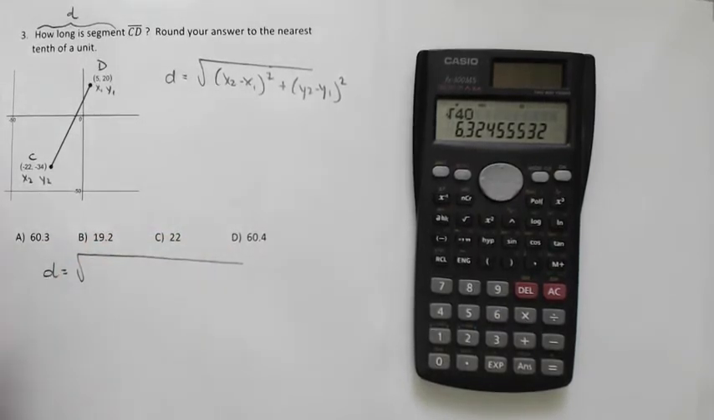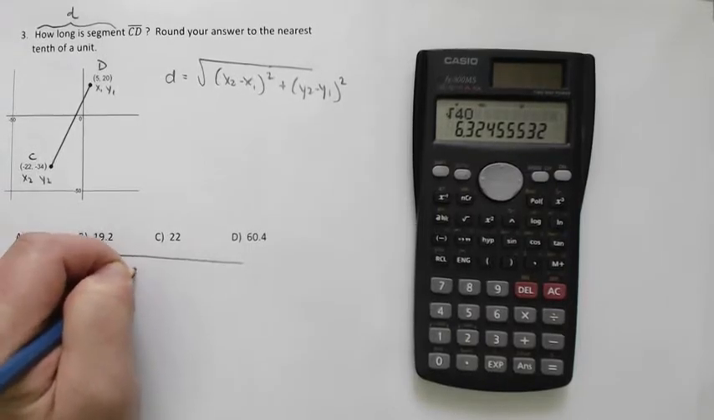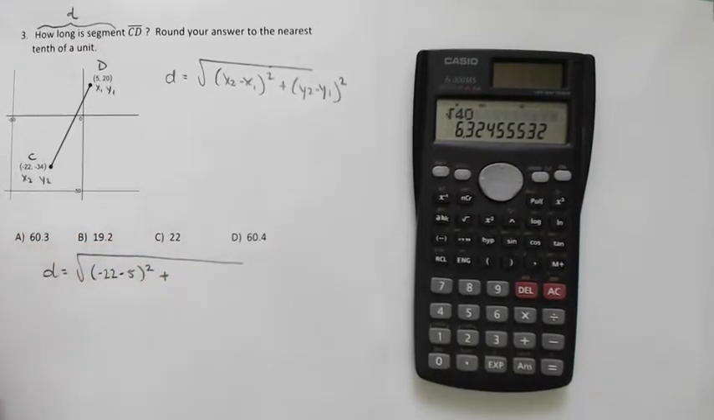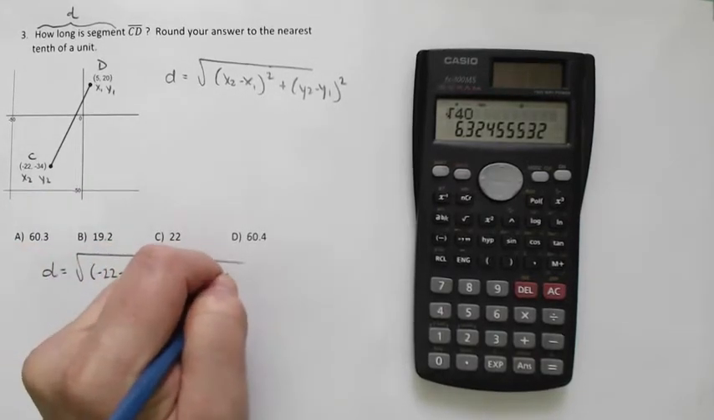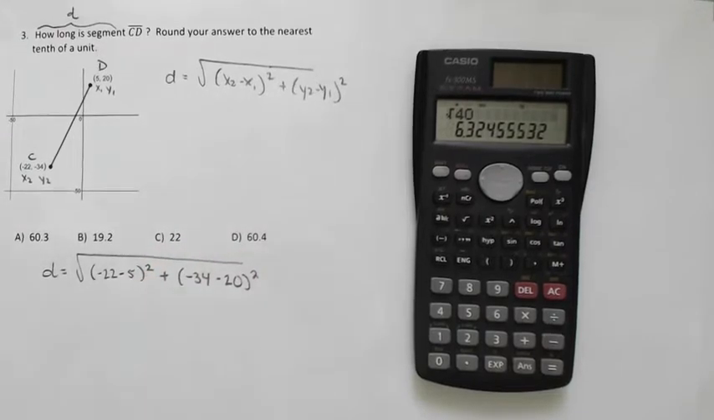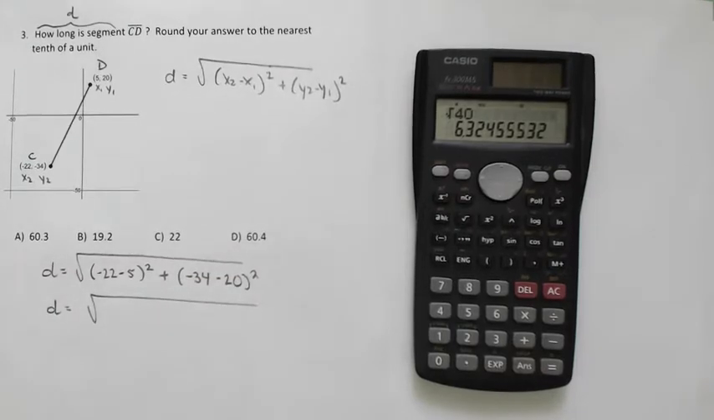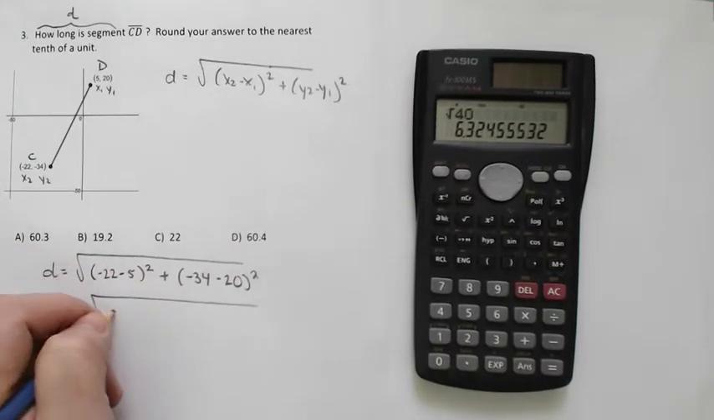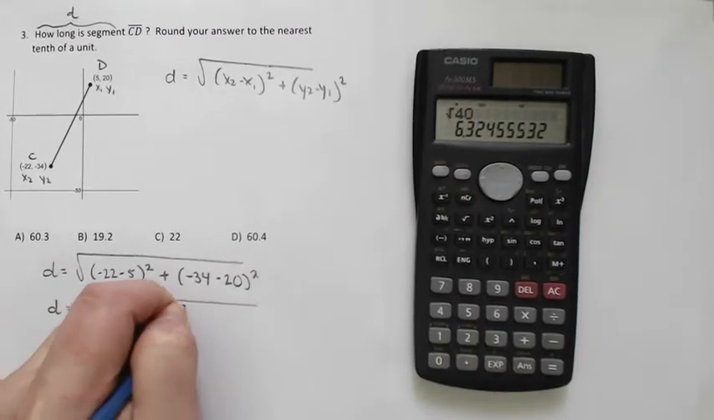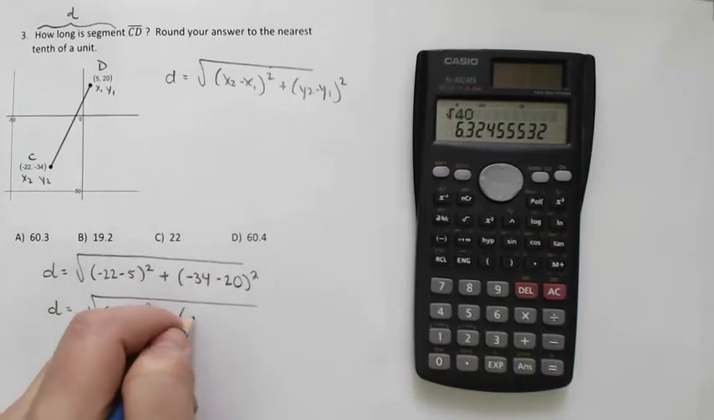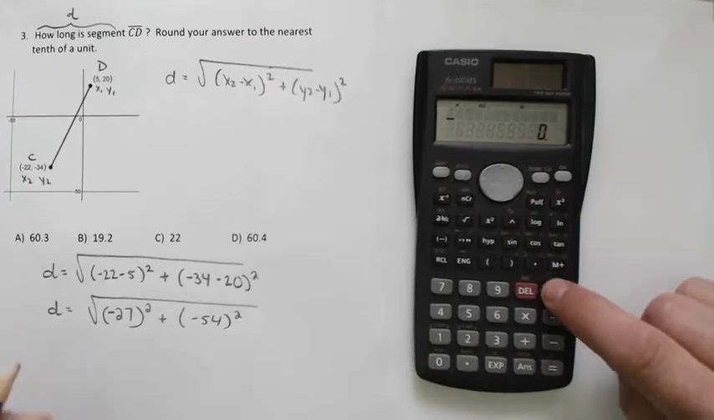We'll do that last. x2 is, open my brackets up, negative 22 minus 5 squared plus negative 34 inside the brackets, negative 34 minus 20 squared. Distance is equal to, big square root symbol, negative 22 minus 5 is negative 27. Don't forget your brackets, plus negative 34 minus 20 is negative 54. Again, don't forget those brackets. Very important when we go to take the squares.